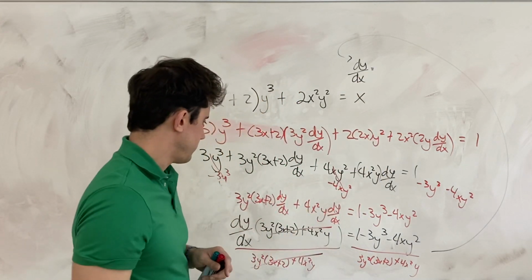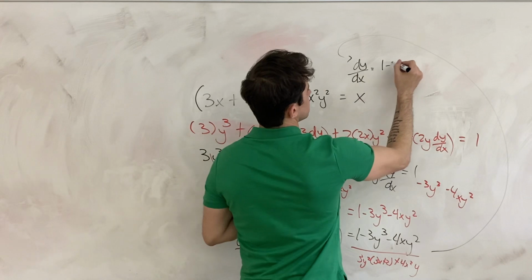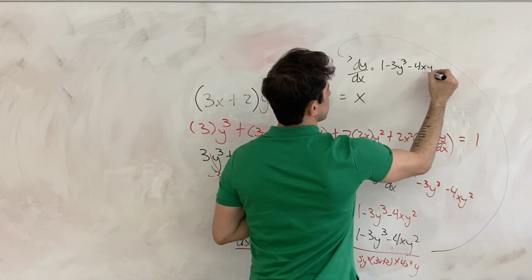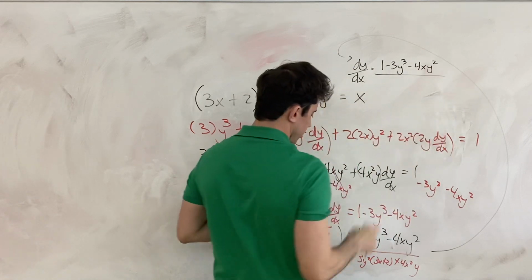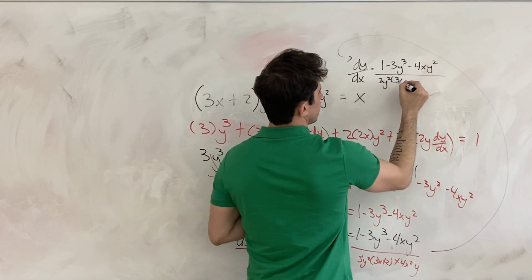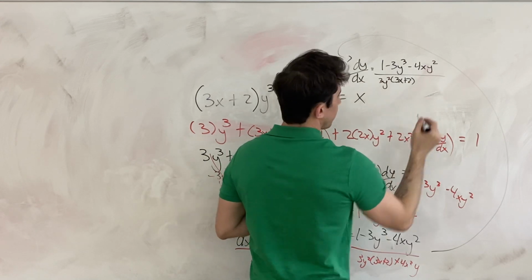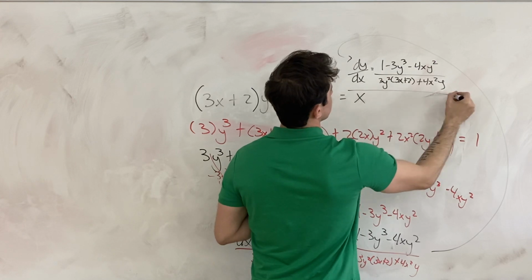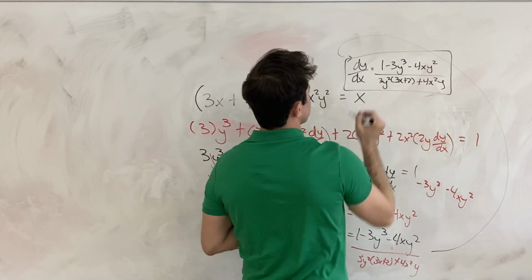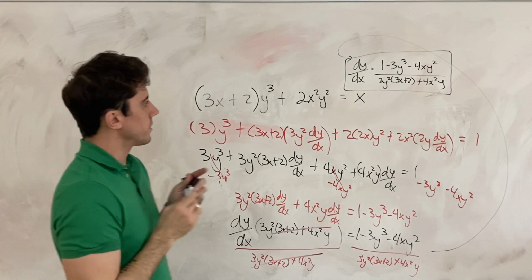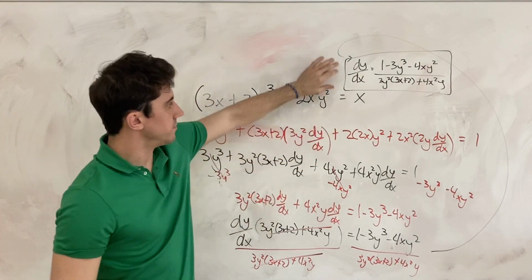of 1 minus 3y cubed minus 4xy squared, all over 3y squared, bracket 3x plus 2, plus 4x squared y. And we're done. Okay, so there is an expression for our derivative dy/dx.